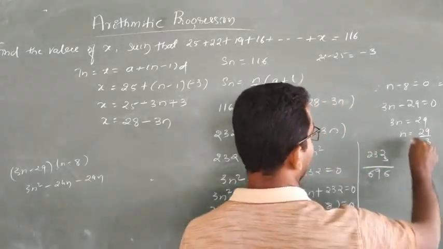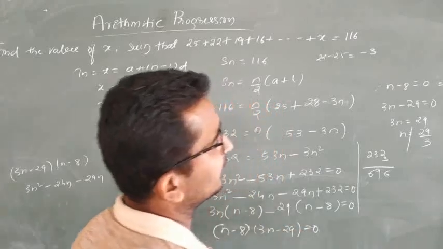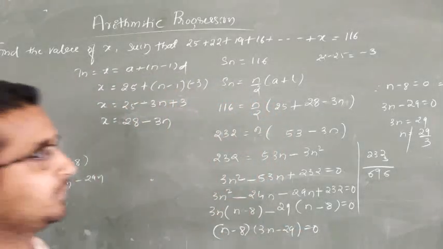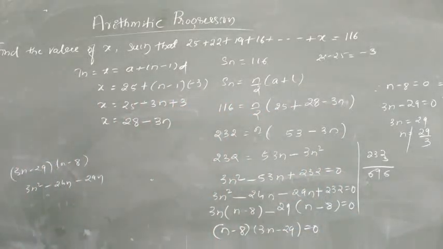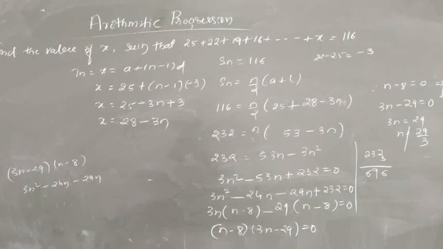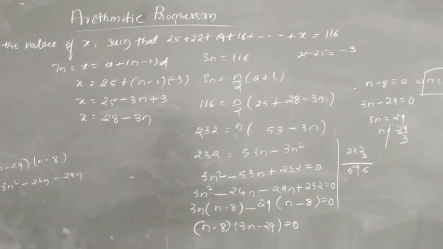So in the form of a fraction, n is not 29 by 3. So the value of n is how much? That is 8, I can take. Okay. So the next example is, if you have any doubts, then you can ask.